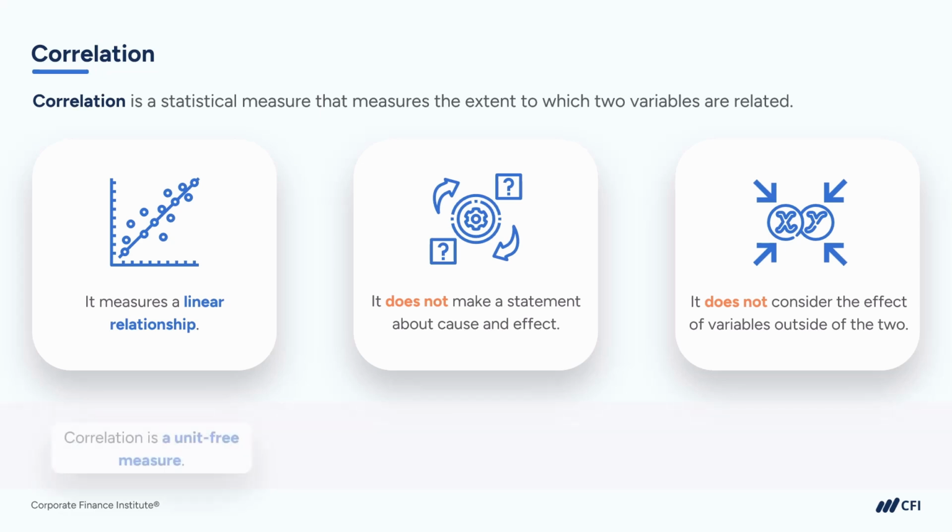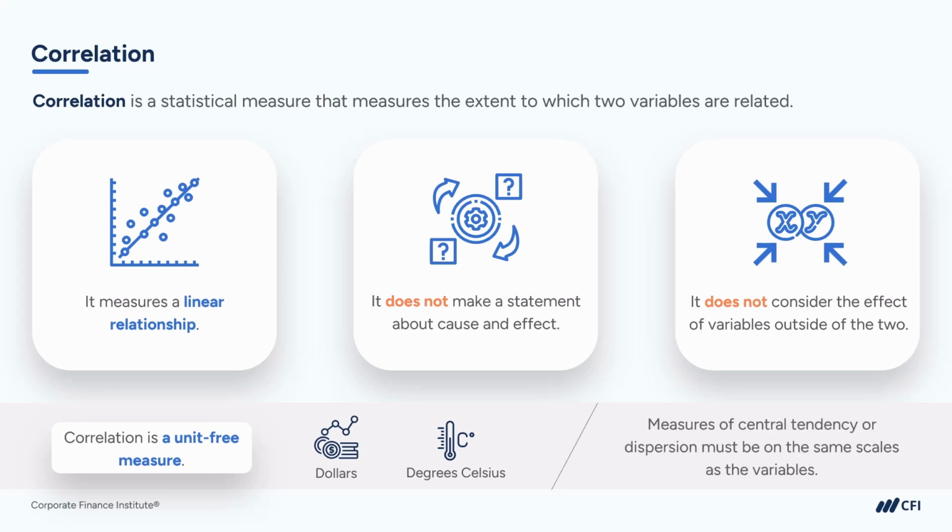Correlation is a unit-free measurement, which means that correlation measures exist on their own scale. For example, if we wanted to know the relationship between dollar sales and the temperature in degrees Celsius, the correlation measure is not on the same scale as either dollars or temperature. This is different from some of the measures that we have already seen, such as our measures of central tendency or dispersion. For instance, the mean of the dollar sales measurements is on the same scale as its variable, dollars.